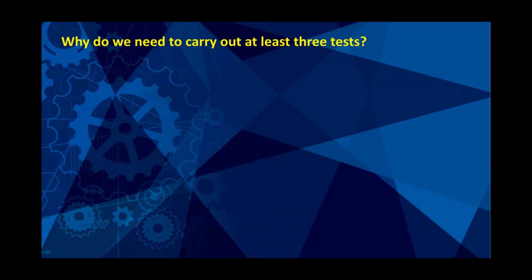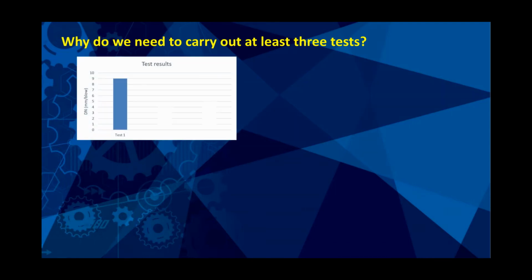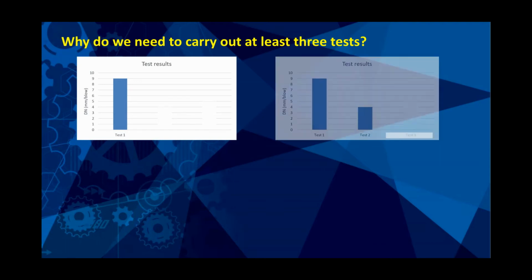So we carry out a laboratory DN test, which gives us a lab DN value of 9 as shown in this diagram. But this test alone will not help us in determining the representative DN value for that material. So we have to carry out a second test to check on the result of the first test. And this test gives us a DN value of 4.